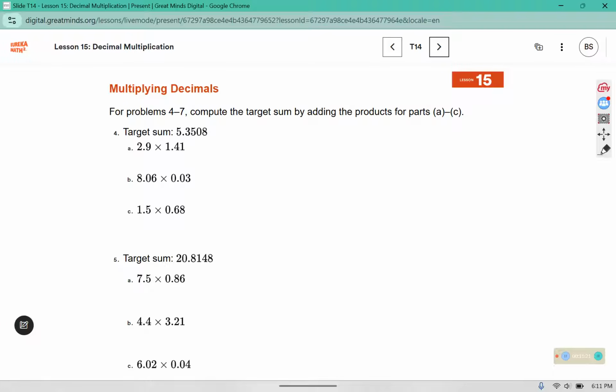For problems 4 through 7, compute the target sum by adding the products for A through C. In class, we will be working in teams of 3, so you'll only be responsible for one part. I'm going to task you with part A, and then I will do B and C. You can work on A and then come back to check your work, and you can follow along with me for parts B and C. Pause here to attempt part A.